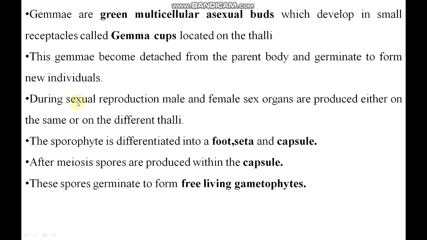Now what happens in sexual reproduction? Here male and female sex organs are produced either on the same or on different thalli, like on the same plant, same branch or different branches, right? The sporophyte is differentiated into a foot, seta and capsule. After meiosis, spores are produced within the capsule. Foot, seta and capsule make up the sporophyte, right? These spores germinate to form free living gametophytes.